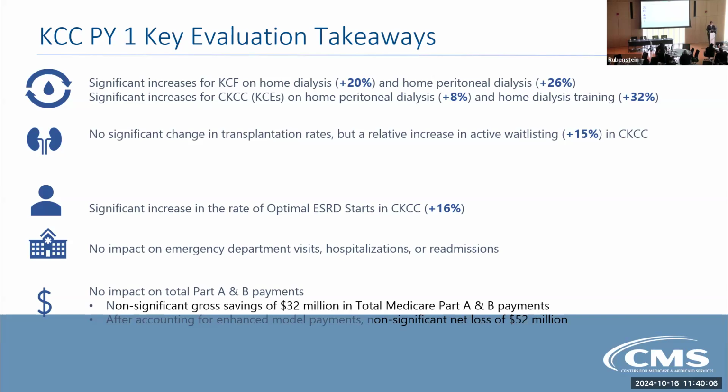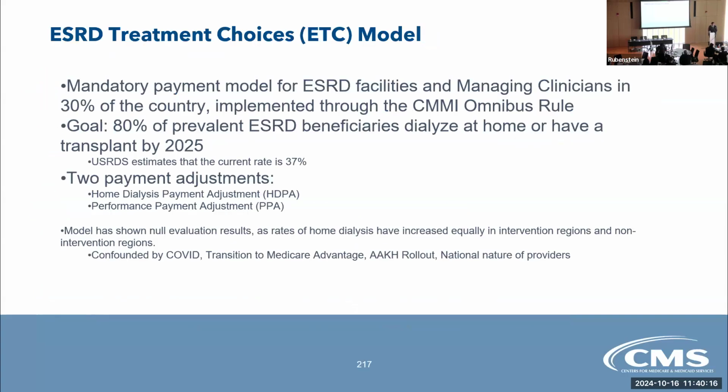What we didn't see, though, was any statistically significant change in payments or in hospitalizations or ED visits, which are some of the key, most important metrics that we're really looking at here. The other model we have is the ESRD treatment choices model that we're operating at the same time. It started in 2020. That's mandatory across 30% of the country.